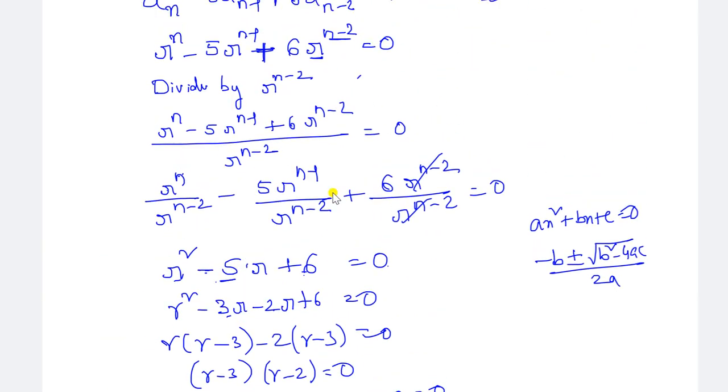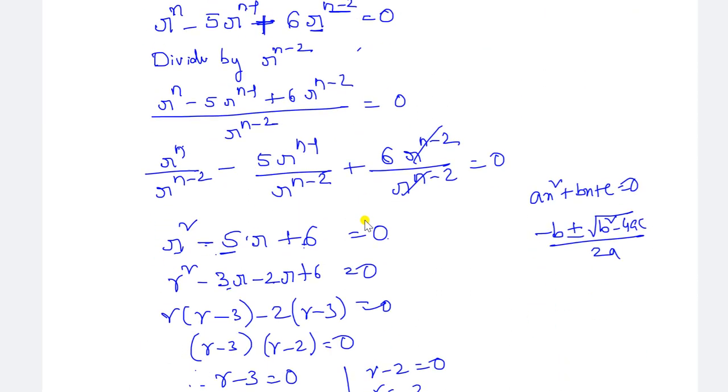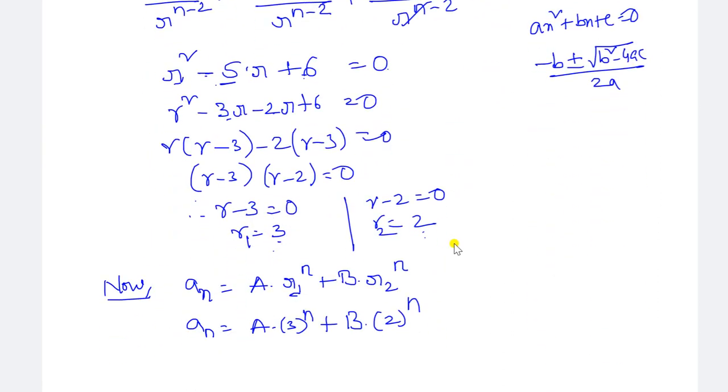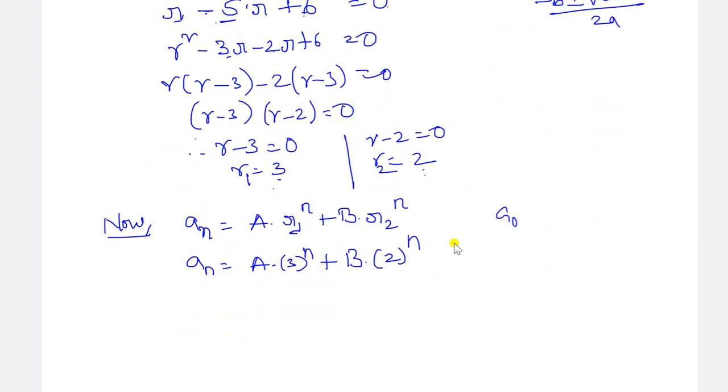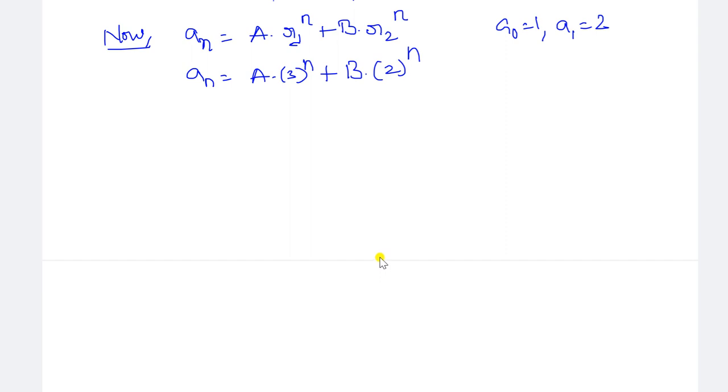So this is our required solution. But in our question they have given initial conditions. If they had not given initial conditions, we would stop here, as this is the final one. But they have given initial conditions. What are they? a_0 equal to 1, a_1 equal to 2, I think. So with the help of these initial conditions, next we have to find out a and b.